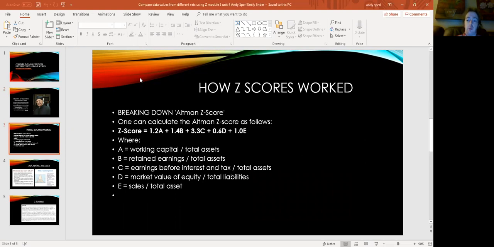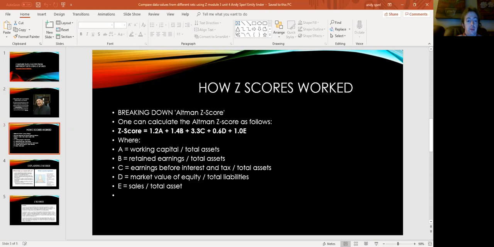Now, how does z-scores work? Breaking down Altman z-score, one can calculate the Altman z-score as follows, which currently shows on the slide. Z-score equals 1.2A plus 1.4B plus 3.3C plus 0.6D plus 10E. Now the next is where?